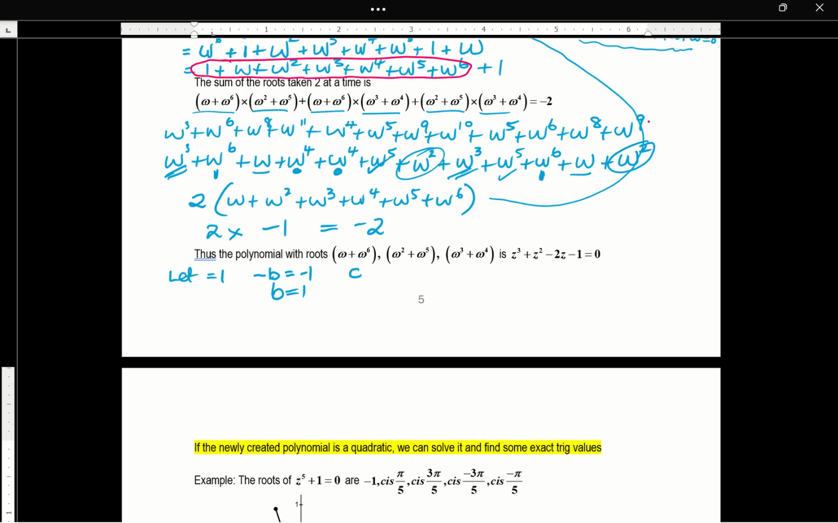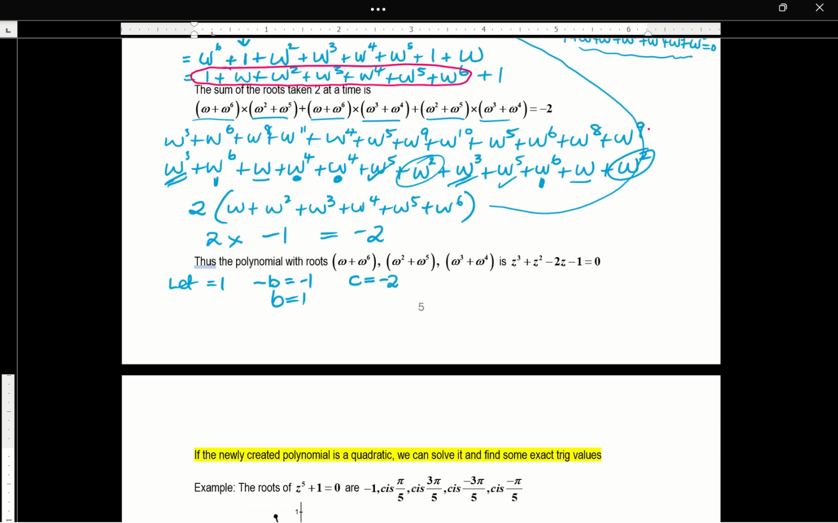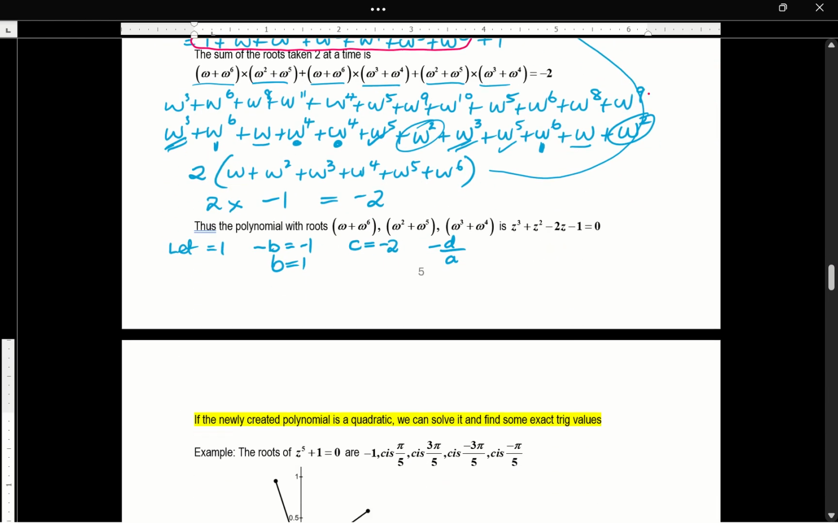We know that c on A, c on 1, is equal to, and what was the product? Oh, sorry, minus 2. And we know that minus d on A is equal to the product of the roots, which is up here, we got the product of the roots was 1. So minus d is equal to 1, because we said let A equal 1. So d is equal to minus 1. So you can see why I put d is minus 1 there.